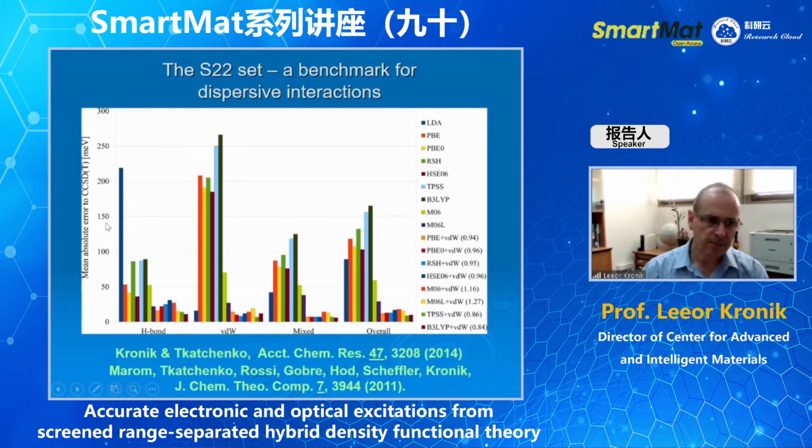And basically, we calculated the mean error with respect to very accurate coupled cluster calculations for the so-called S22 set, which is a set of 22 weakly bound complexes, which is divided into hydrogen bonded complexes, van der Waals bonded complexes, mixed and overall. And basically, all functionals do quite badly unless we add dispersive corrections. So basically, pairwise interactions that are non-empirical between each pair of atoms. And then we can actually get very good accuracy.